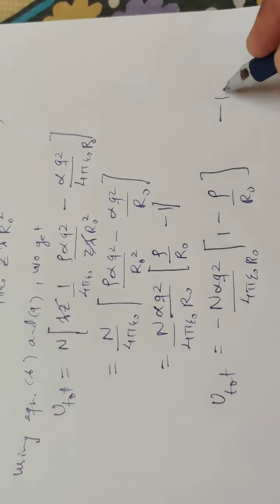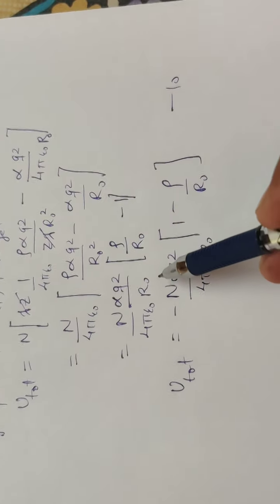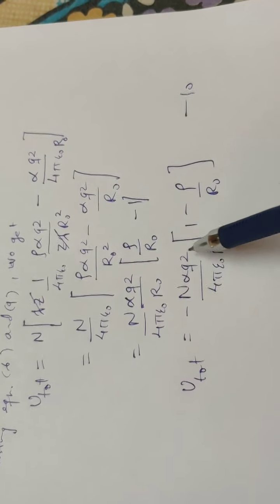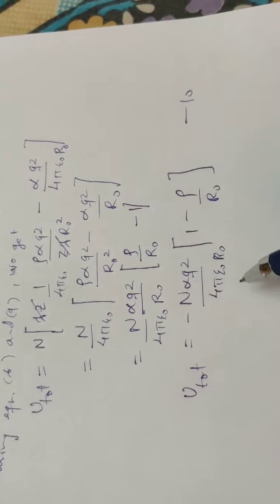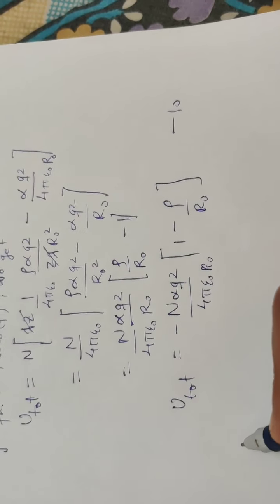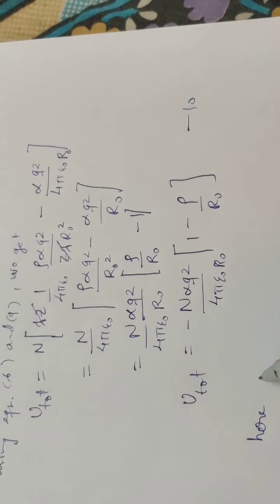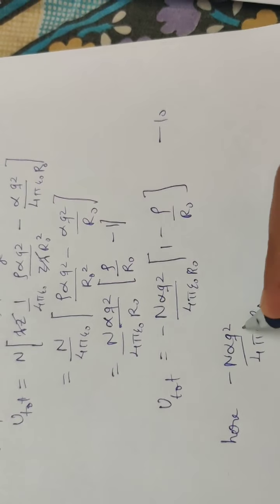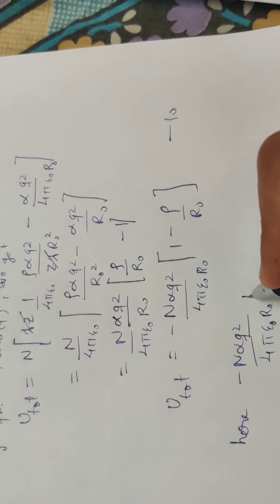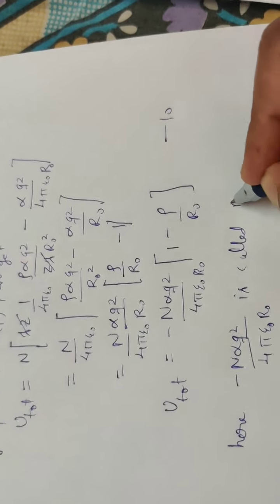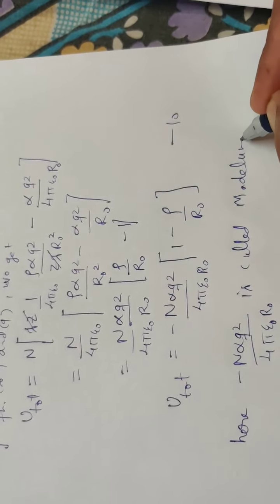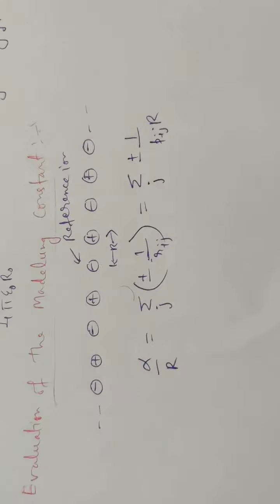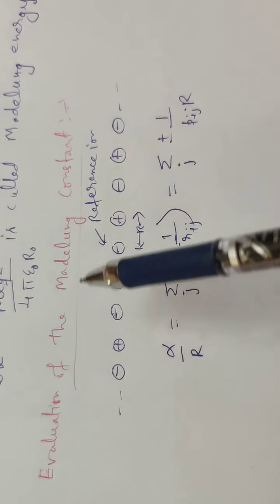This is equation number 10, and hence the term minus n alpha q square upon 4 pi epsilon naught r naught is known as the Madelung energy. So now let us see the process of how to evaluate the Madelung constant.